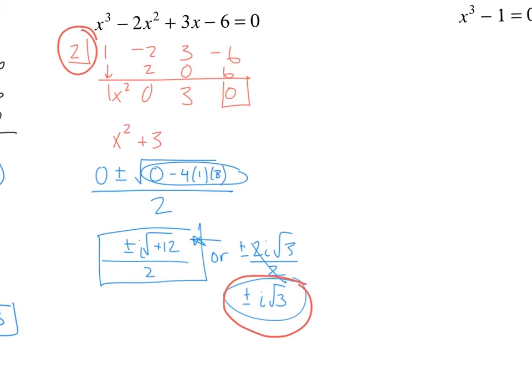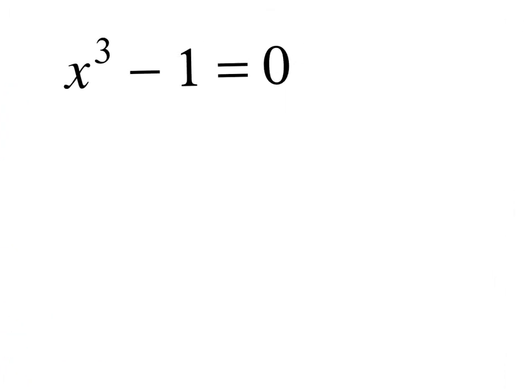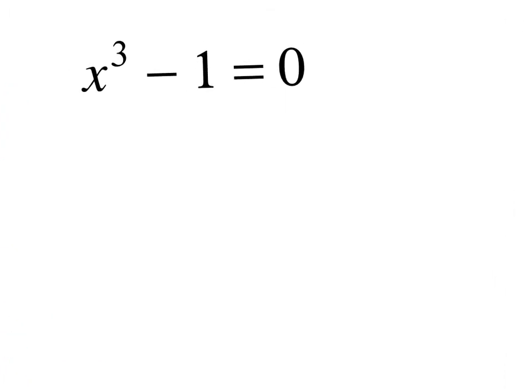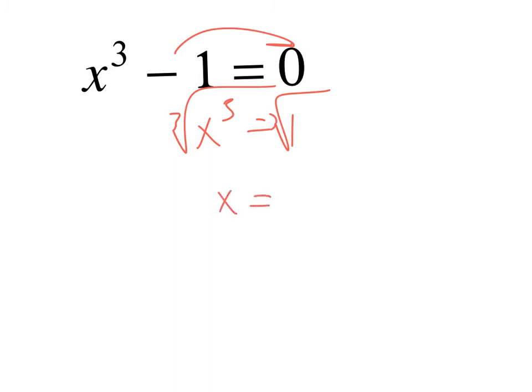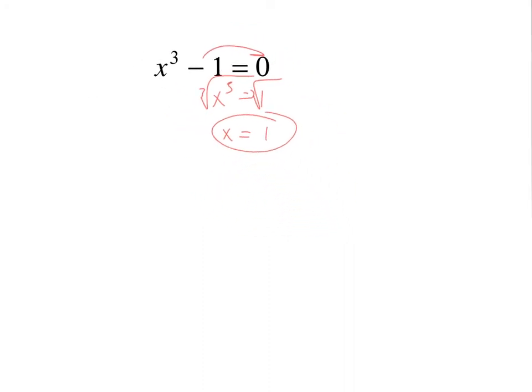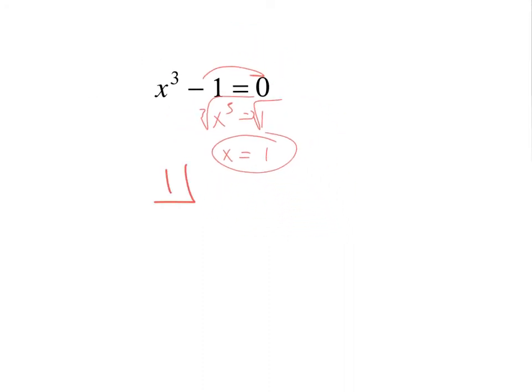Now sometimes you don't need to go through all that trouble. Sometimes it's just like this. You could simply move the 1 over and get one of your solutions that way. Like I don't necessarily have to put this in the graphing calculator. I could just move the 1 over and get x to the third equals 1, and then the cube root of 1 is 1. So one of my solutions is x equals 1. So I could run 1 through synthetic division. It's got 1 for the third, but nothing for the x squared, nothing for the x, and negative 1.